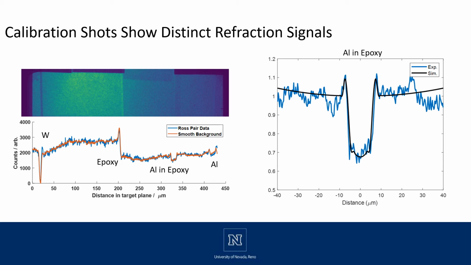That same aluminum in epoxy we can match to simulations, which are shown at the right, serving as a good indicator that we are able to see relatively what we're looking for. The calibration shot as a whole also serves to demonstrate the ability to align the slit and get signal through it, which is always a success on the day.